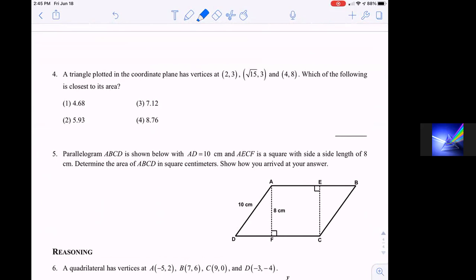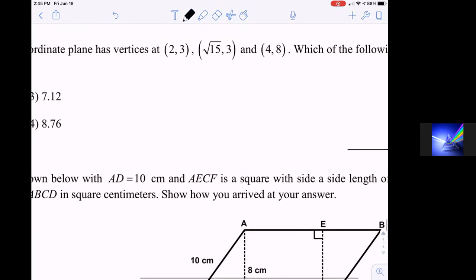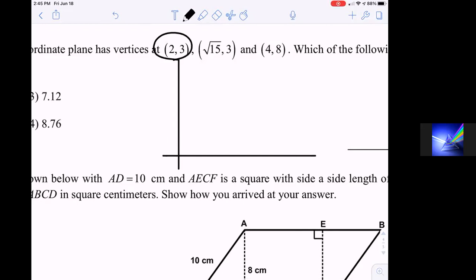In question 4, we have a triangle plotted in the coordinate plane that has vertices (2, 3), (square root of 15, 3), and (4, 8). Which of the following is its closest area? I found it easiest to plot this first before really getting into it. I felt that was the easiest way to start. So 1, 2, 3, 4, 5, 6, 7, 8. 1, 2, 3, 4, 5, 6, 7, 8.